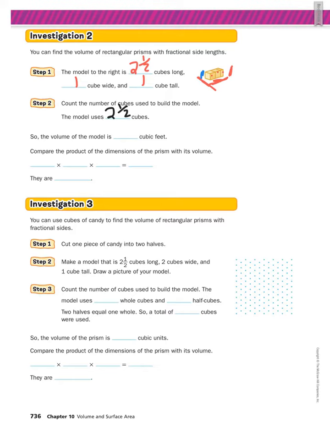Okay, let me try that again. So the volume is 2.5 cubic feet. Now, here's where it says compare the product of the dimensions of the prism with its volume. So remember my 3 dimensions in this problem. I had 1 times 1 is 1, 1 times 2.5 is 2.5. And holy crap, they are the same.